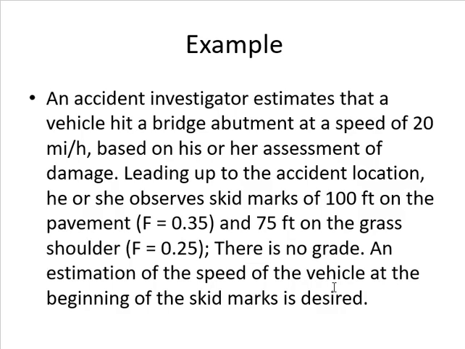Okay. One example now, we have an accident investigator and he found that a vehicle hit the abutment of the bridge. Abutment means the wall of the bridge. And he looked at the damage of the vehicle and estimated that this damage will be caused if the vehicle hits the wall at 20 miles per hour.